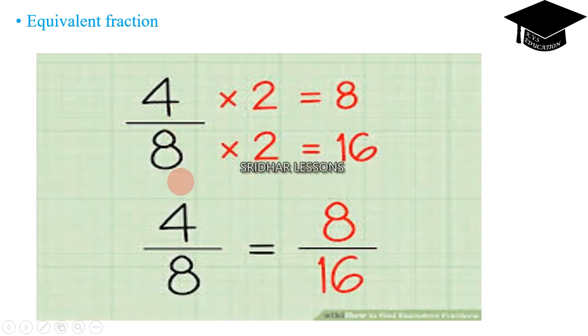4 by 8. For example, if you multiply the numerator and denominator with the same number, you are going to get 4 into 2 is equal to 8, 8 into 2 is equal to 16. So 4 by 8 is equal to 8 by 16. This is also called an equivalent fraction because the numerator and denominator were multiplied with the same number. I took in this example 2. You can take any number to get the equivalent fraction.